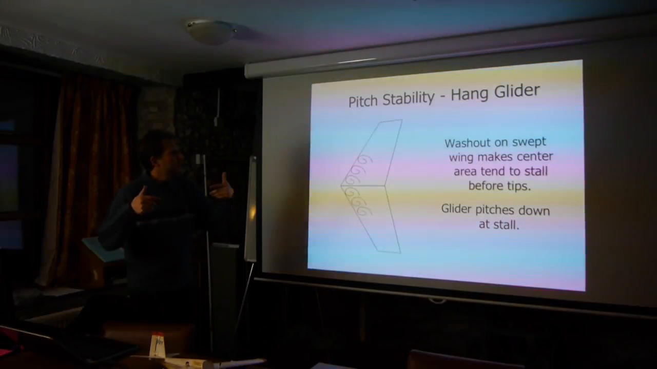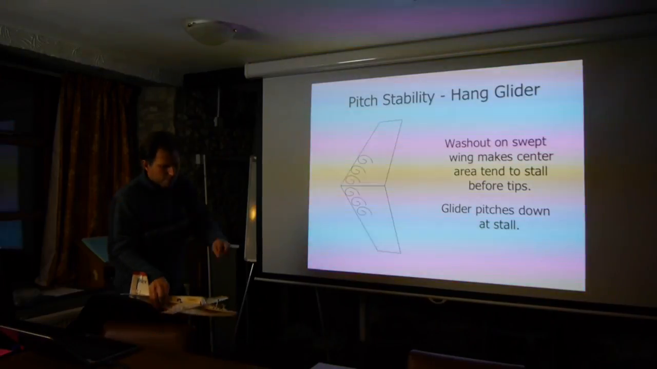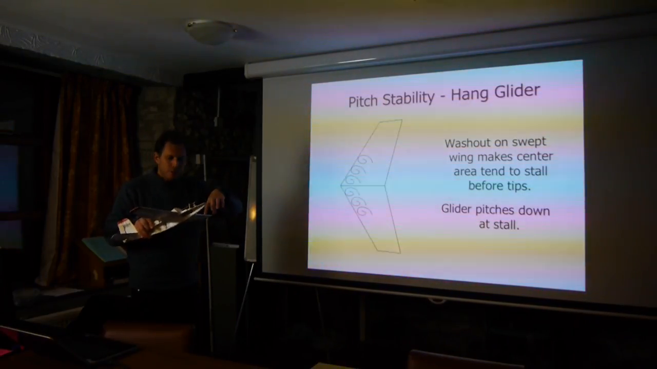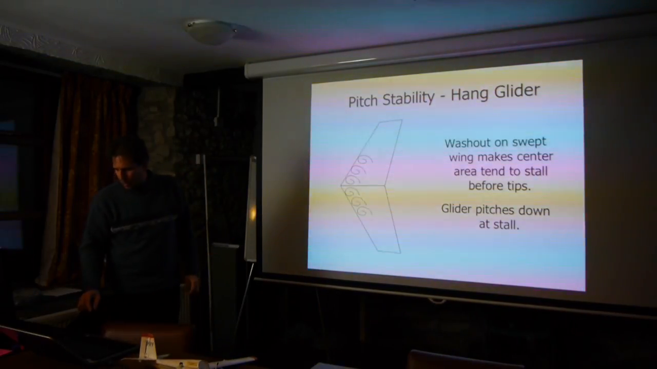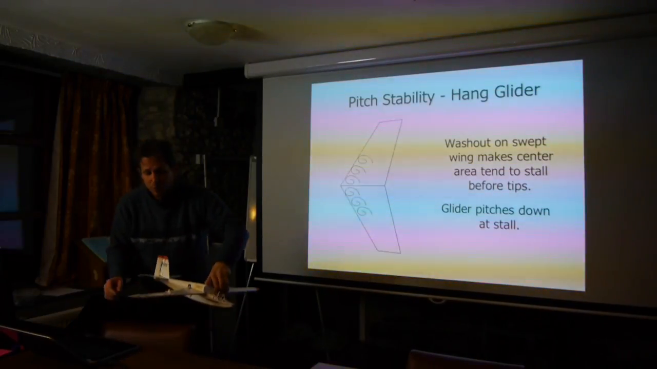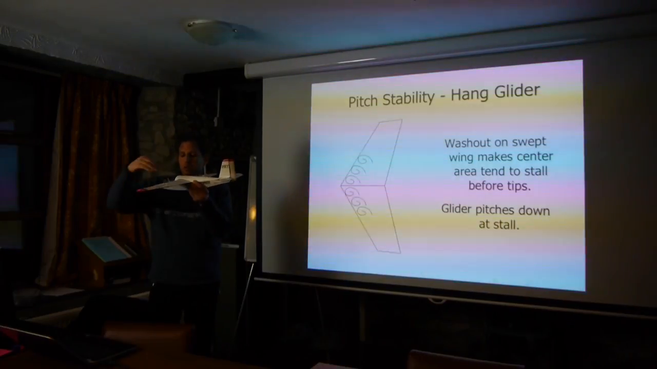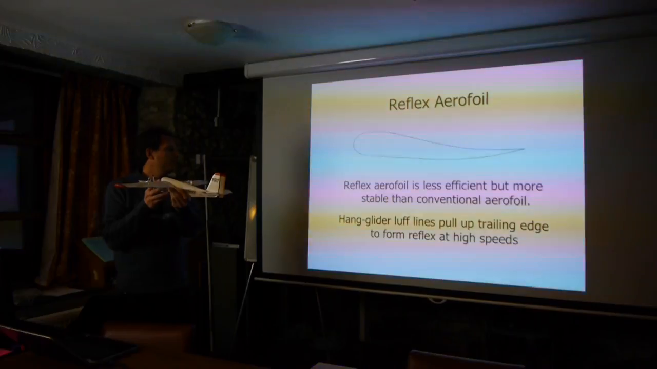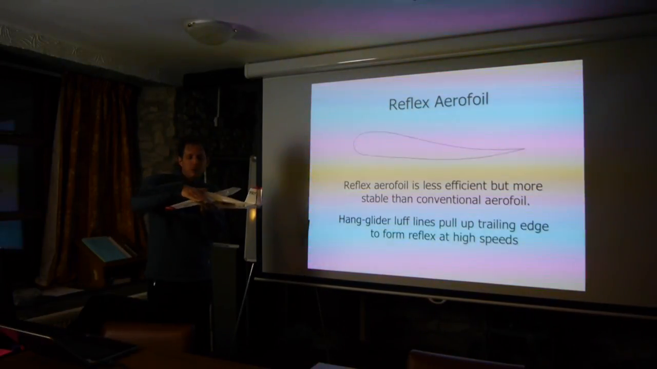Washout on a swept wing makes also an answer. So the tip will stall before, and that will bring the glider back down. What you can do is design the profile of your airfoil so it's got a bit of reflex in it, so it's naturally a bit more stable by bringing the trailing edge out.